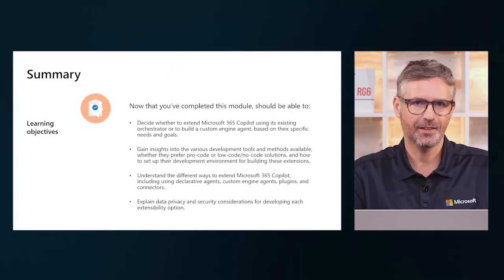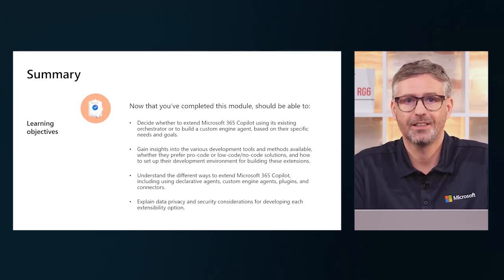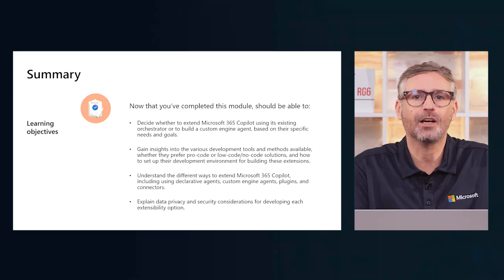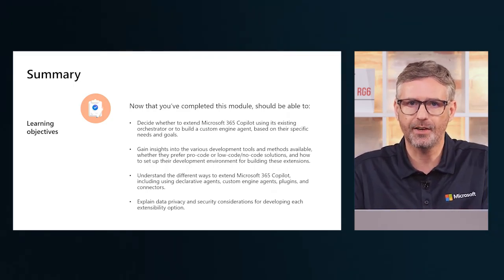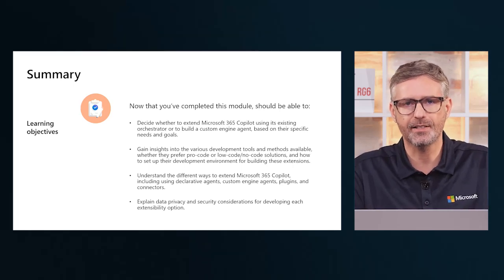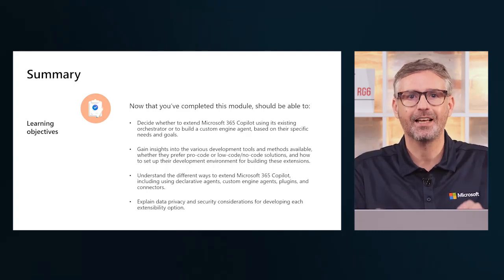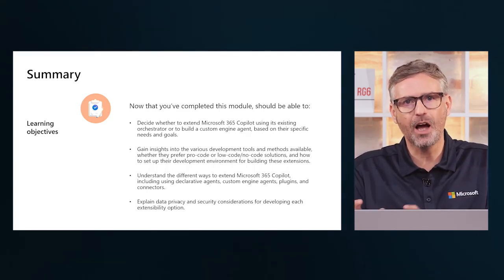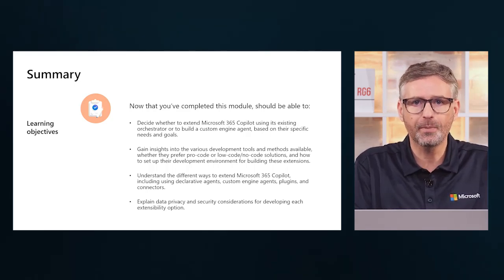Choosing the right path and approach to extending Microsoft 365 Copilot can be a challenging decision. In this module, we have provided a comprehensive overview of the different extensibility options, including using declarative agents, custom engine agents, plugins, and connectors. By understanding the specific needs and goals of your projects, you can now make informed decisions on whether to use the existing orchestrator or build a custom engine agent. Keep exploring these powerful Copilot solutions to unlock new opportunities and achieve your goals.